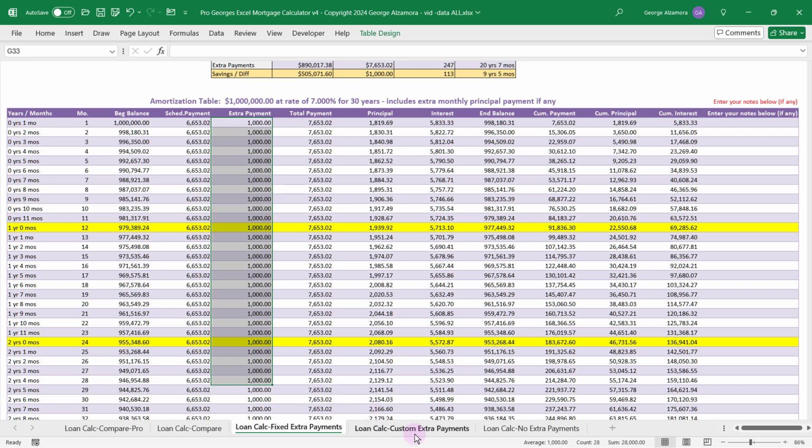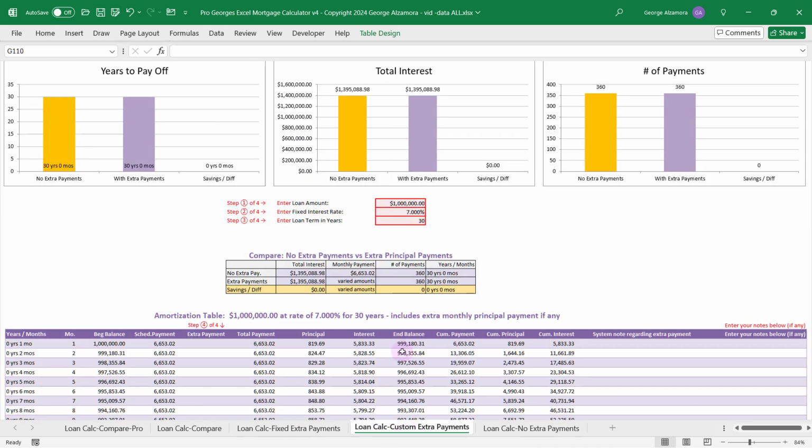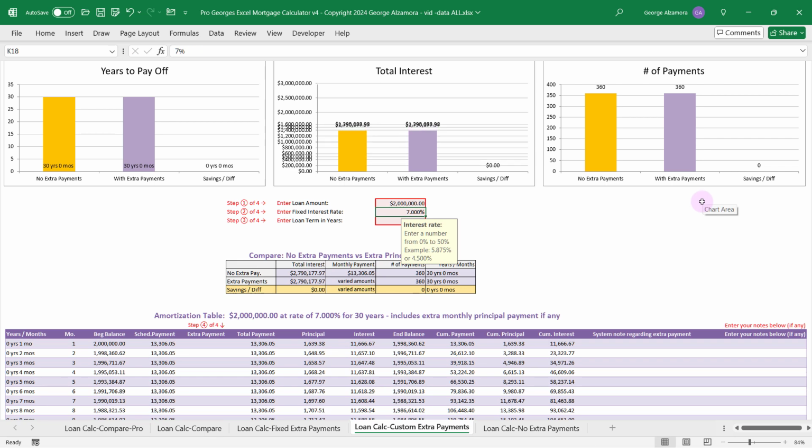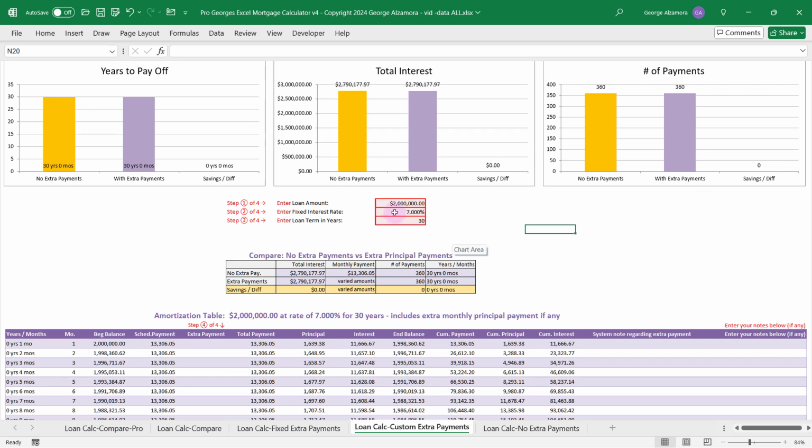Let's go over to this next worksheet here. And in this particular worksheet, what's cool about it is you can make customized extra principal payments. So let's say that we have a $2 million loan. And if you had a 7% loan for 30 years, look at the amount of interest that you would pay over that 30-year period. So let's see the impact of extra principal payments.